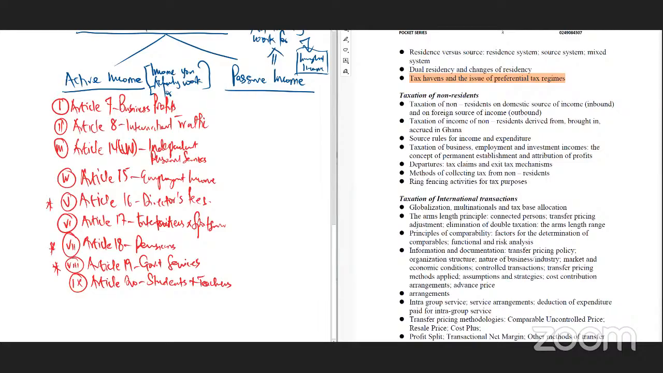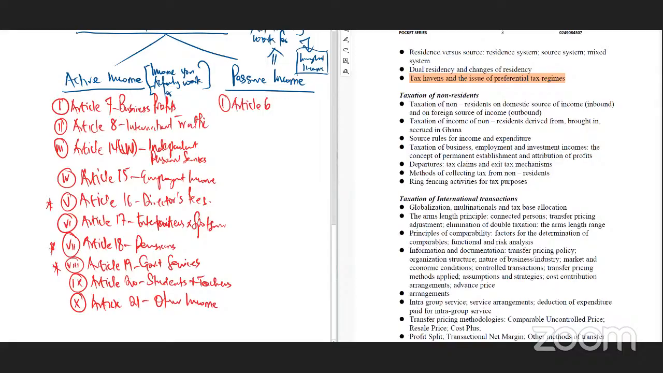Then we come and look at Article 21, which talks about other income. I think these are the active income. When it comes to passive income, the first one I'll talk about is under Article 6.